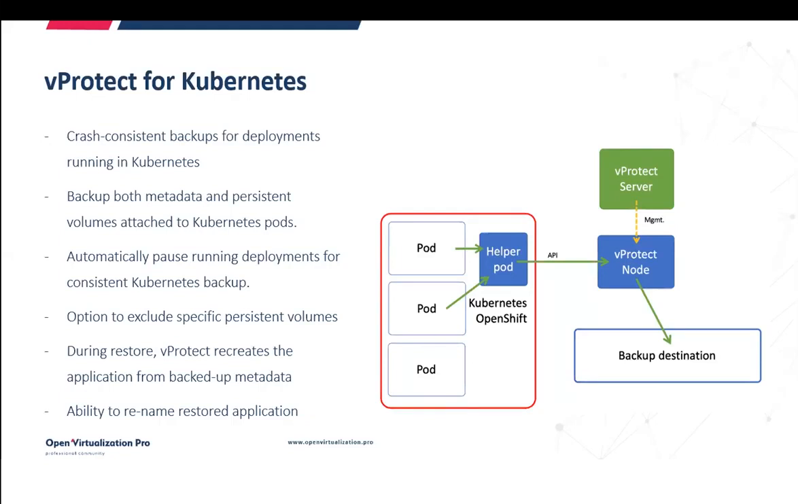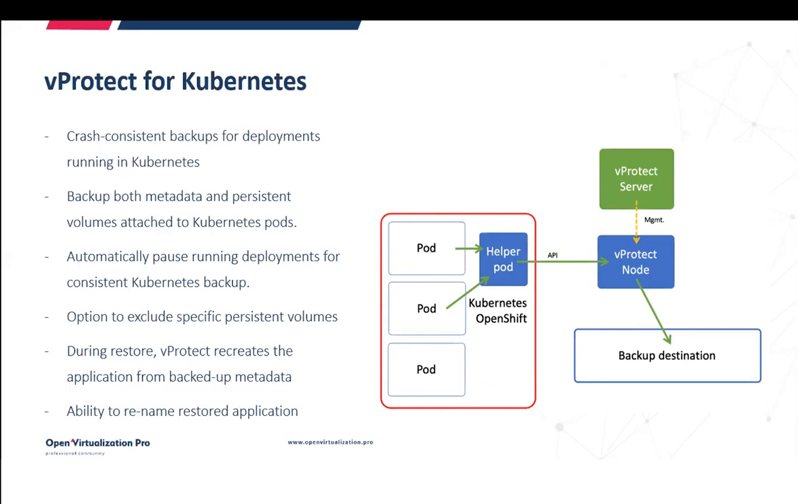All right, thanks, guys. So what actually happens during a vProtect backup for Kubernetes? vProtect automatically pauses those running deployments to make sure that those backups are crash consistent. And then the vProtect node creates a small temporary pod that attaches the persistent volumes from those target pods, reads that data to that data mover, the vProtect node, and then later passes that metadata information back to the backup destination.